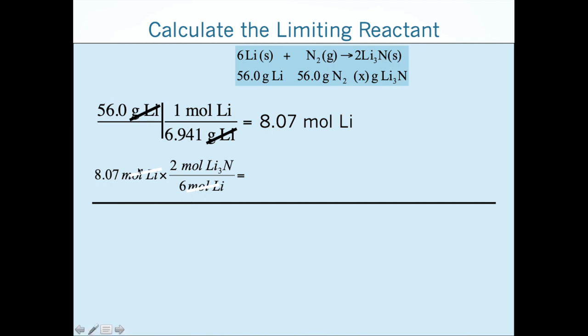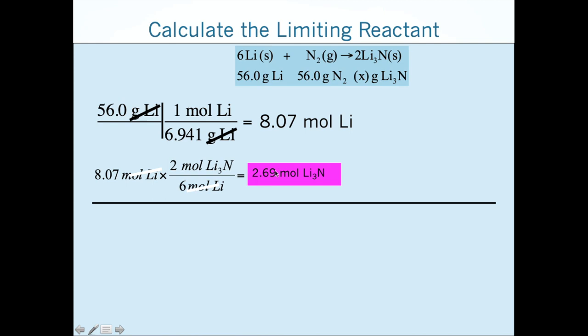So if I take my 8 moles of lithium times 2 divided by 6, I get about 2.7 moles of lithium nitride. Okay, again, there's going to be a little bit of rounding error here if you use 7. Here in my calculations, I've used the actual numbers. Again, if you round it off to 7, that's totally fine. You get a close enough answer. So that's how many moles of lithium nitride I would get if I use all 56 grams of my lithium. Now, I could go on and calculate grams of lithium nitride too, but in order to compare my numbers, it's sufficient to compare moles of lithium nitride.